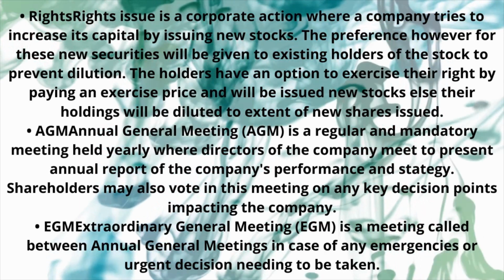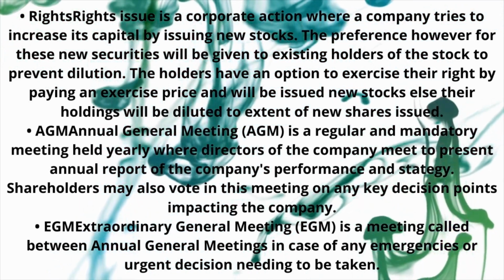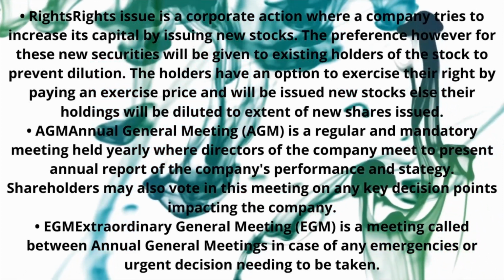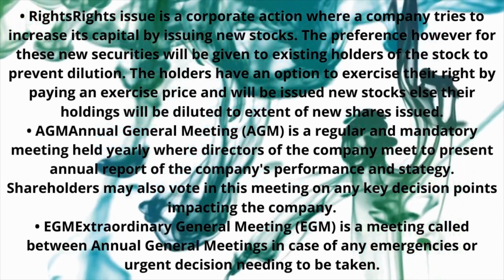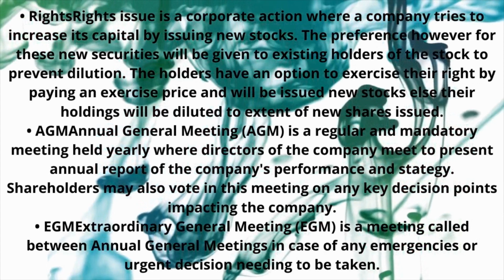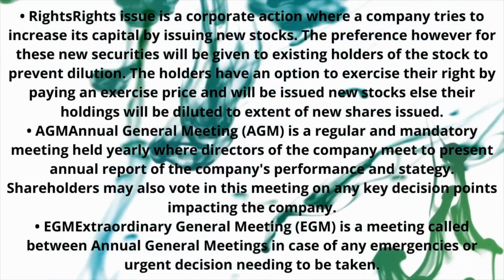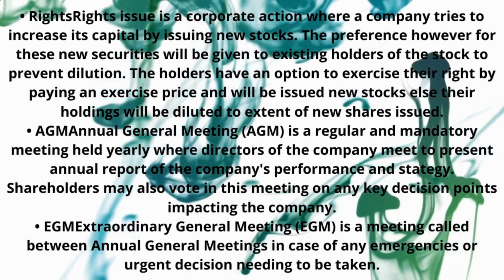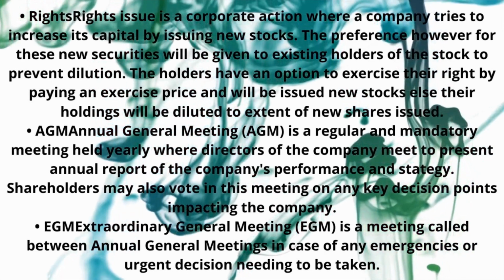Usually this will be done on a regular schedule to discuss any matter of policy or any major problems. AGM, Annual General Meeting. AGM is a regular and mandatory meeting held yearly where directors of the company meet to present the annual report of the company's performance and strategy. Shareholders may also vote in this meeting on any key decision points impacting the company.